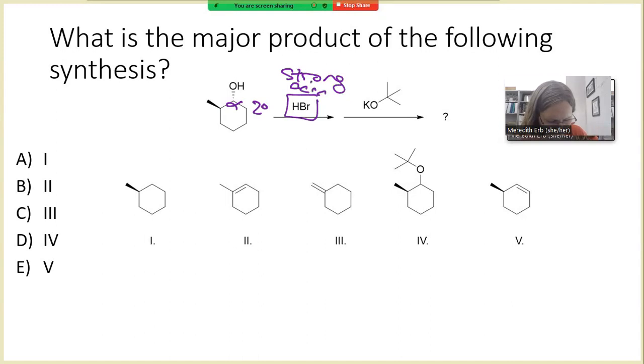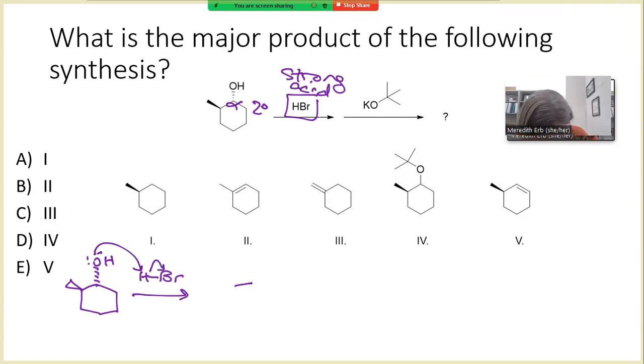Whenever you have an alcohol reacting with a strong acid, what we're essentially doing is taking a bad leaving group, the hydroxide, and converting it into a better leaving group, which is water. So let's draw that out and see what it would look like. First up, proton transfer. And we're making a water molecule, which is now a good leaving group. And we have this guy.